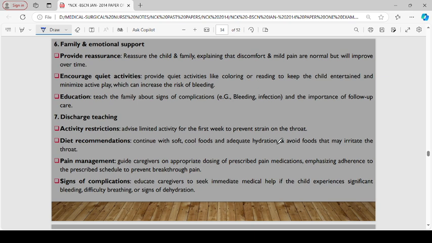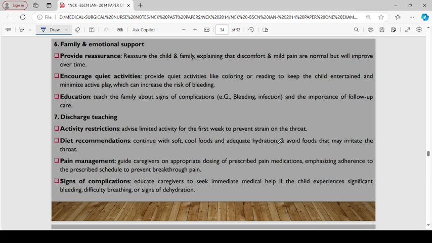You also need to reassure the child and family, explaining that discomfort and mild pain are normal but will improve over time. You provide quiet activities like coloring and reading to keep the child entertained and minimize active play, which can increase the risk of bleeding. You also need to teach the family about the signs of complications, right? E.g. bleeding, infections, and the importance of follow-up care.